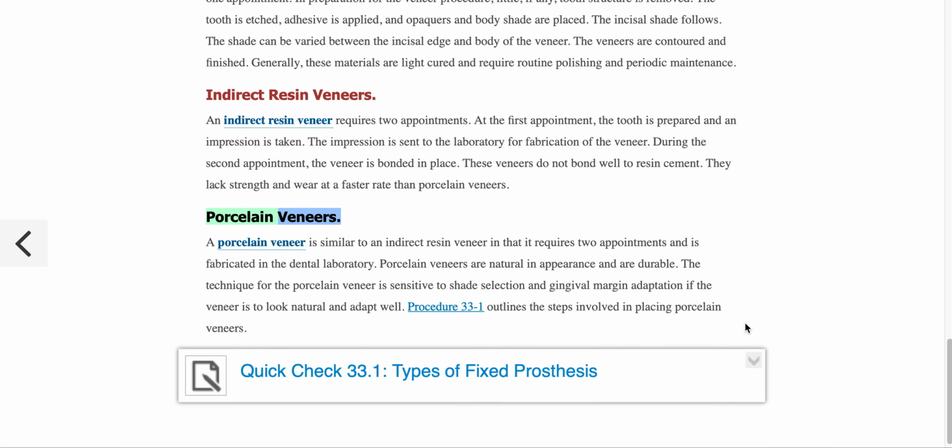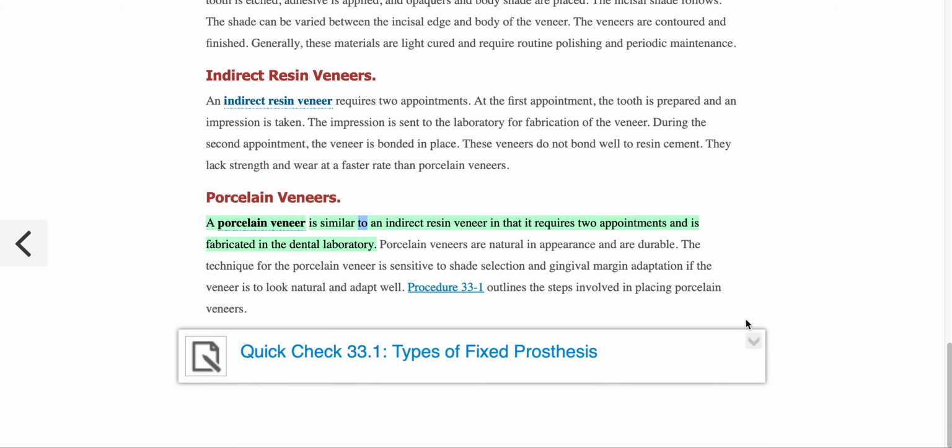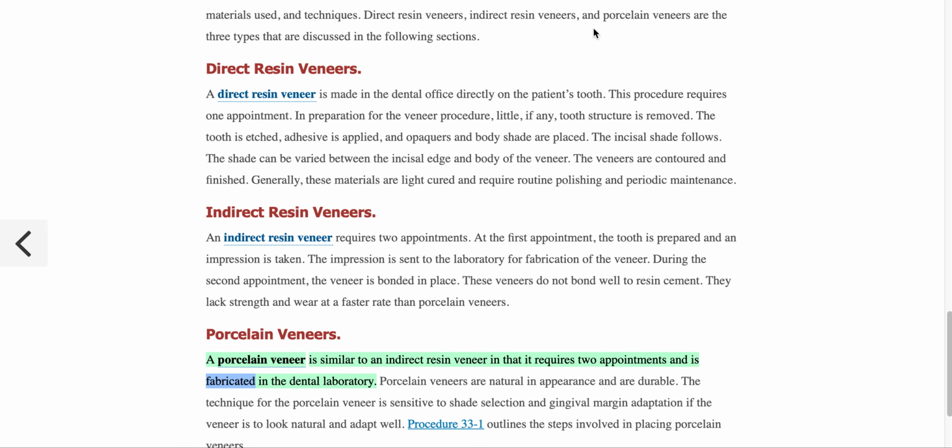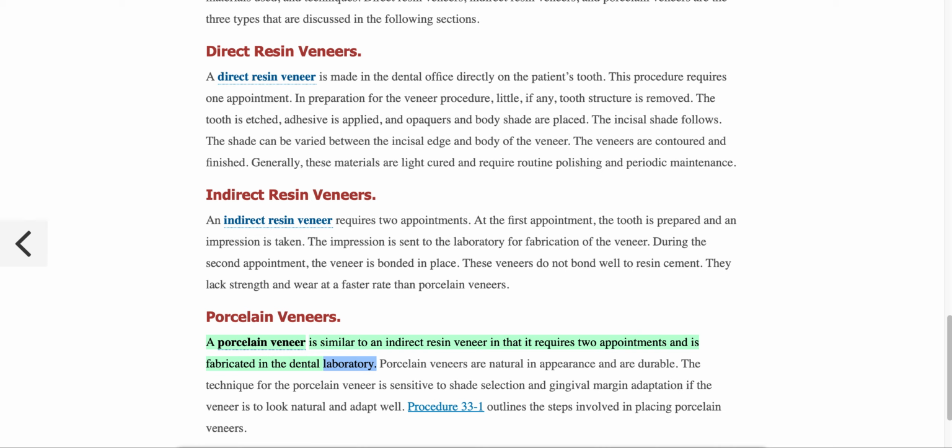Porcelain veneers. A porcelain veneer is similar to an indirect resin veneer in that it requires 2 appointments and is fabricated in the dental laboratory. Porcelain veneers are natural in appearance and are durable. The technique for the porcelain veneer is sensitive to shade selection and gingival margin adaptation if the veneer is to look natural and adapt well. Procedure 33-1 outlines the steps involved in placing porcelain veneers.